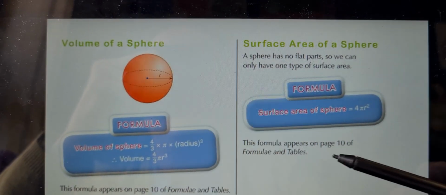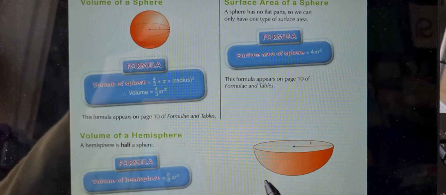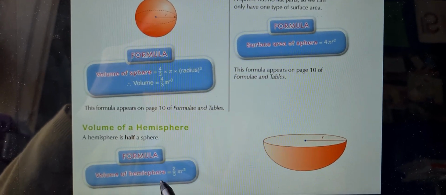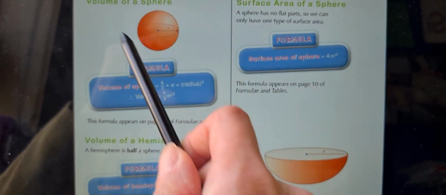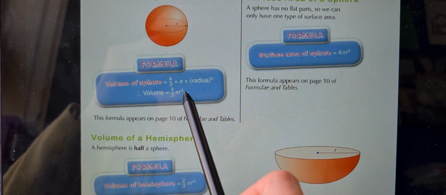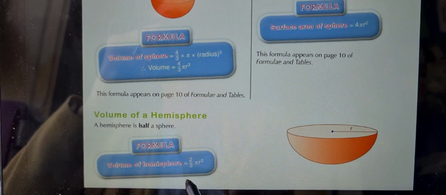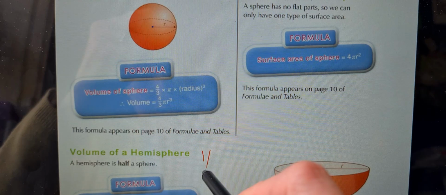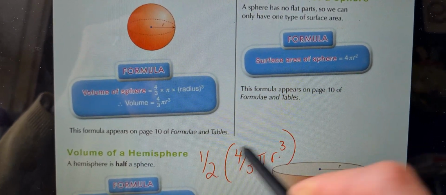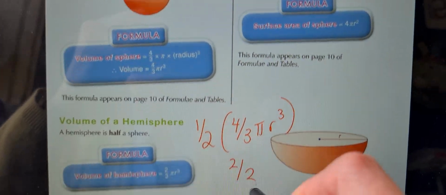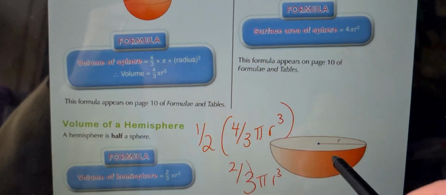Log tables, page 10. If we're looking at a hemisphere, it is half of a sphere. So basically, if you were to get the volume of a hemisphere, this formula is not in the log tables. But this one is. So if you know that the formula for a full sphere would be 4/3 of pi r cubed, you could use that and then half it. A half of 4/3 is where the 2/3 is coming from. So it'll be 2/3 pi r cubed for the volume of a hemisphere.